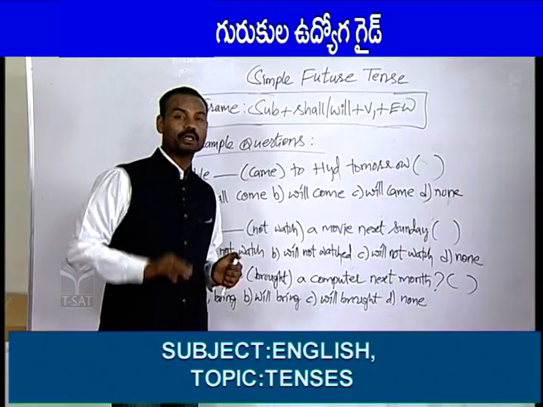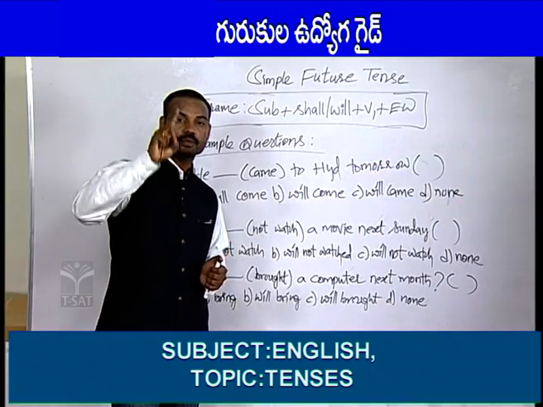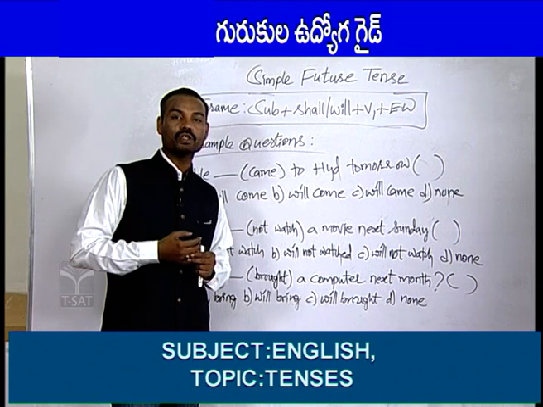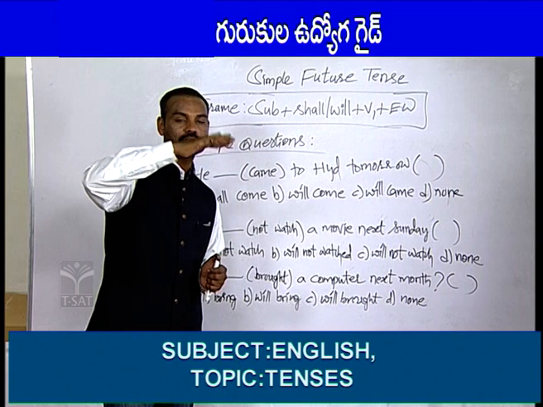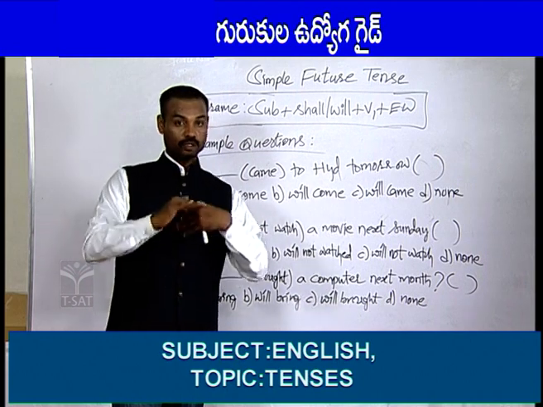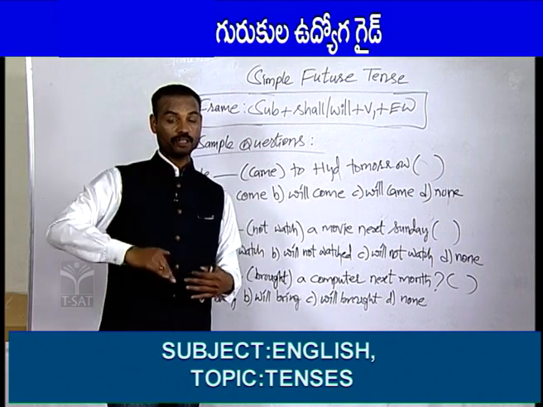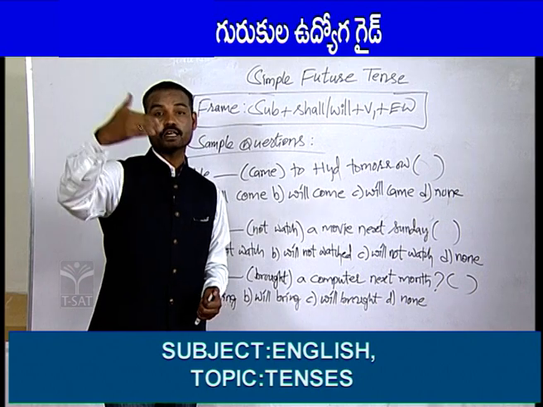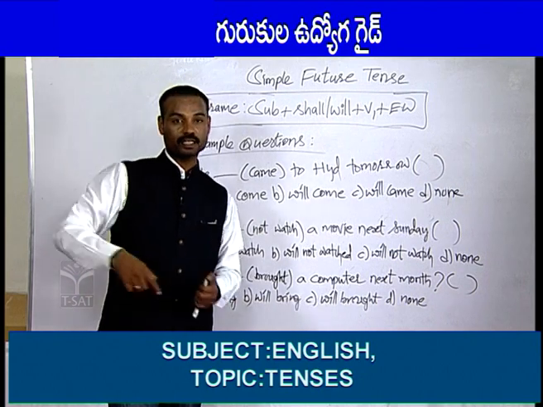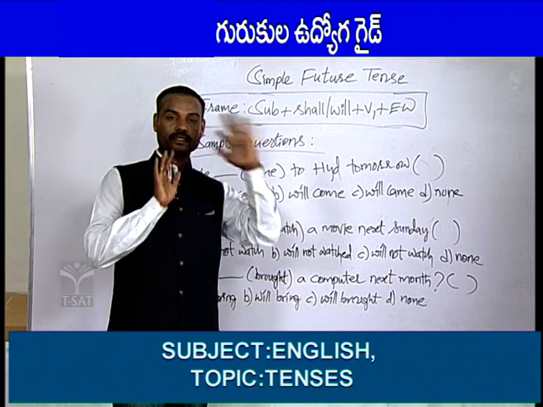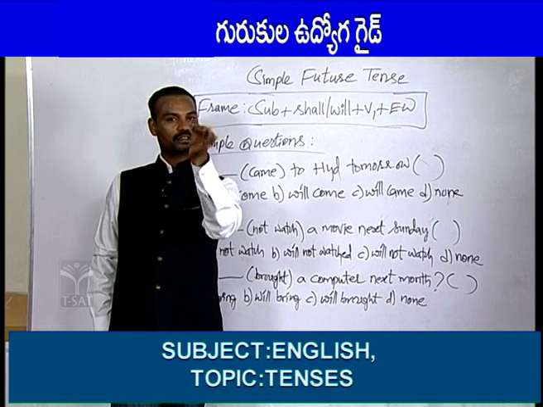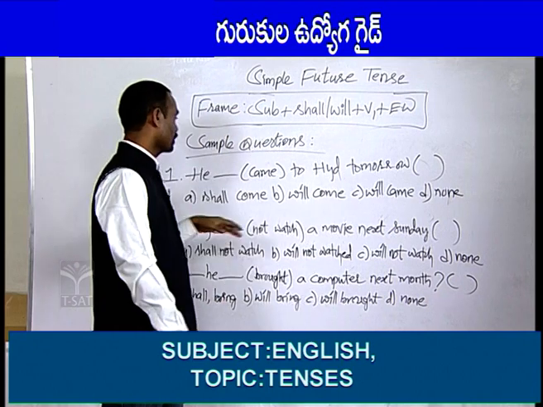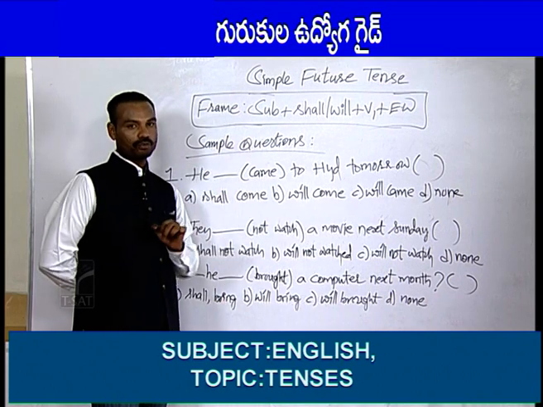They will play football tomorrow. It is a positive sentence. Where is the verb? Play is the verb. Is it V1 or V2? Play is V1. Negative sentence: they will not play football tomorrow. Interrogative: will they play football tomorrow? Negative interrogative: won't they play, or will not they play football tomorrow? So in every sentence, V1 is there. Simple future tense means in every sentence the verb must be in the first form. Never forget it. So we need will plus V1.